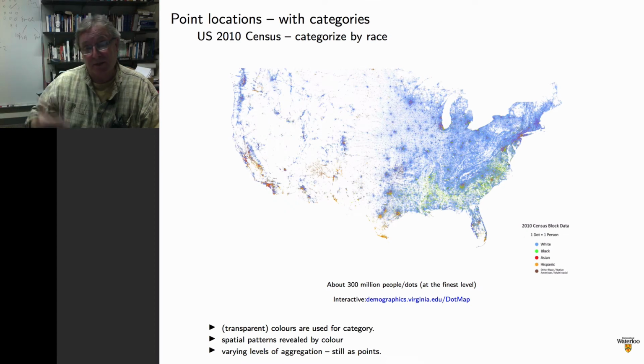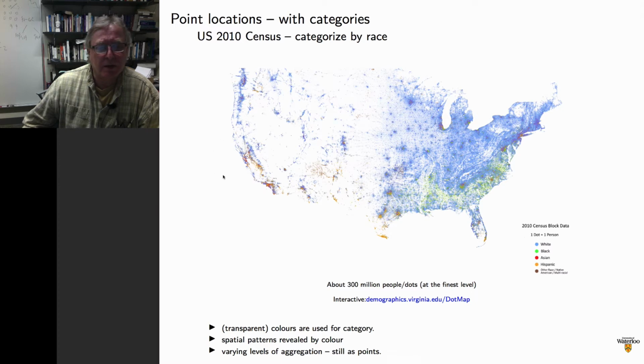Here is population density, and you can see how that works. Here's a map of the lower 48 United States, and you can see the geography here with Florida down at the bottom and Lake Michigan here, Lake Erie, Lake Ontario.